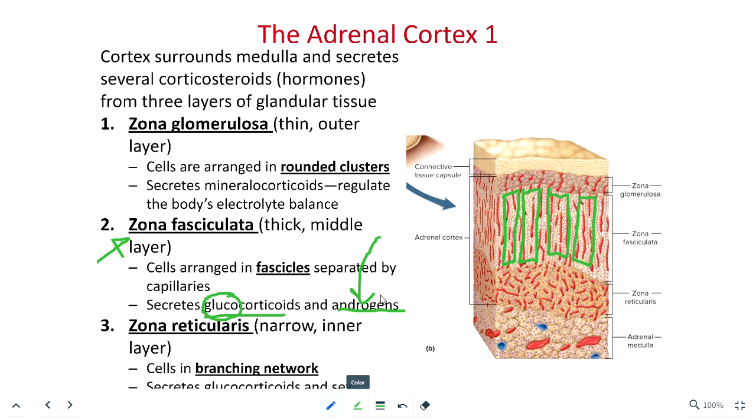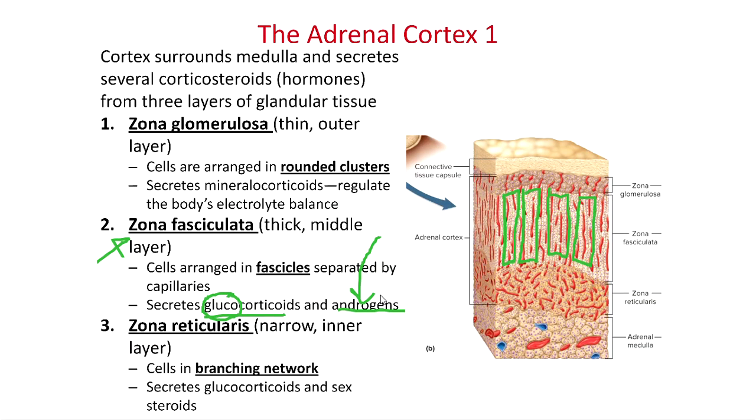And as we look at females, particularly postmenopausal females, the zona fasciculata of the adrenal cortex is the primary source of estrogen and testosterone in the woman's postmenopausal body after the ovaries have shut down.